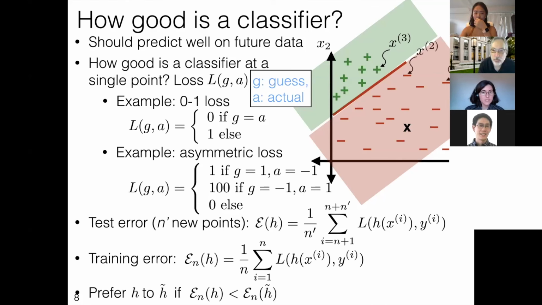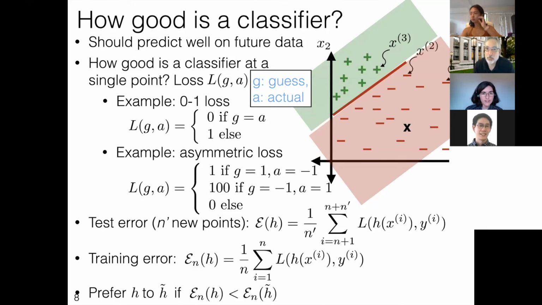Okay, so now what we're going to do is we're going to say that once we have this notion of error, this E_n, we can decide between two classifiers. We can say, I prefer classifier H to classifier H tilde. So let's just say these are two classifiers, H and H tilde, if the error is lower. If this notion of an average loss is lower, then I'm going to choose H.